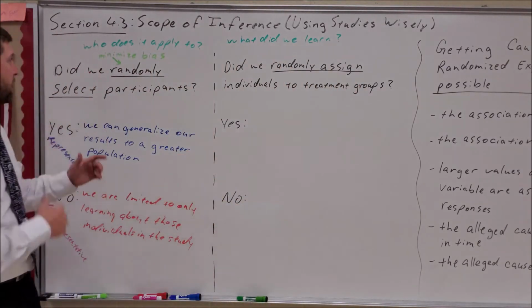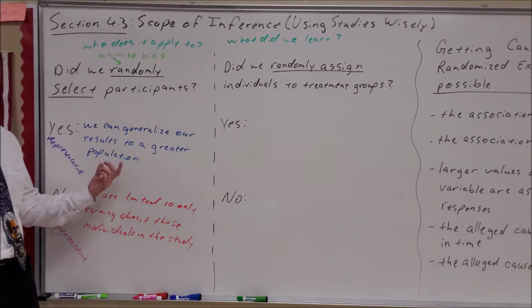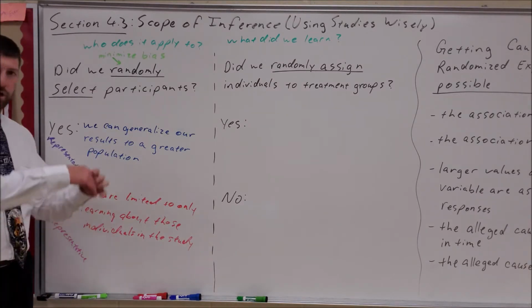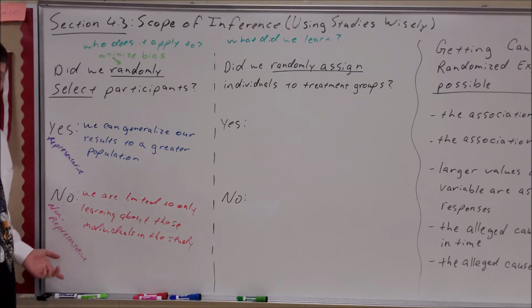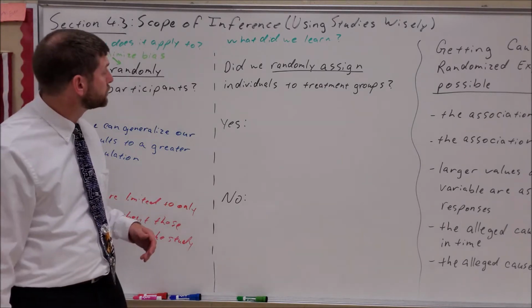So that's what we mean by who does it apply to. Did we randomly select individuals? Yes, we got a representative sample, so we can generalize to our population. Or no, we got a non-representative sample, so we really only learned about those who were in the study.